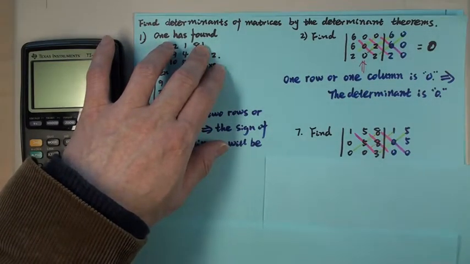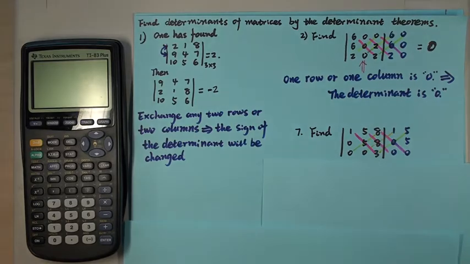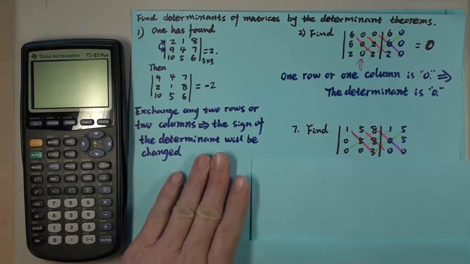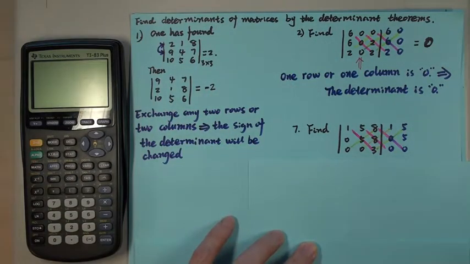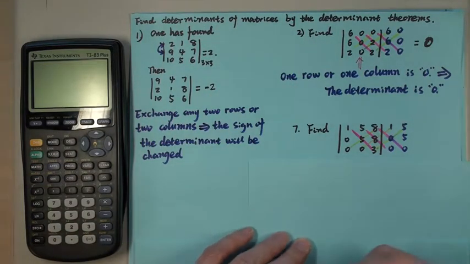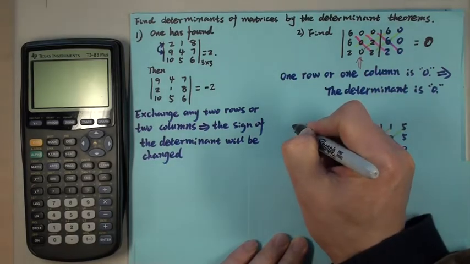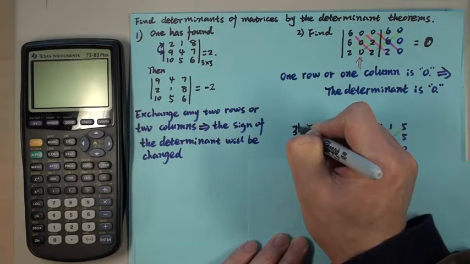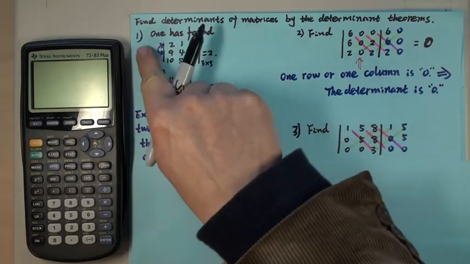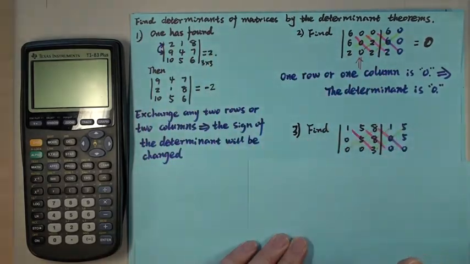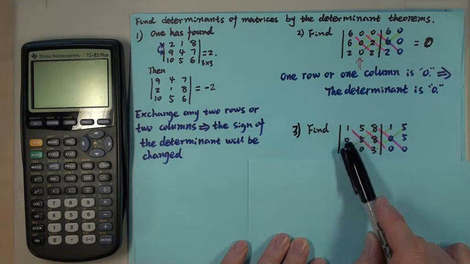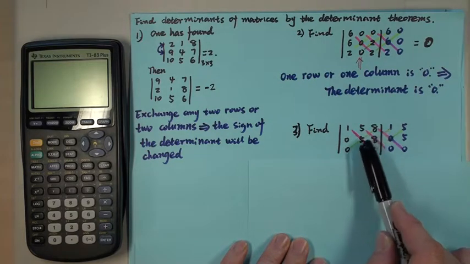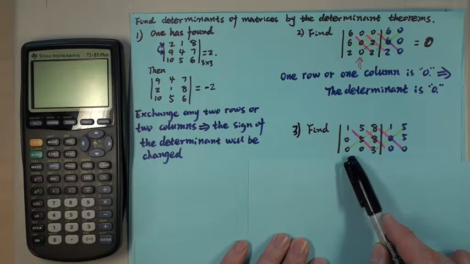Alright, that looks like an easy one. Now, here I wrote 7, but actually I should write 3. Example 3. Now here we need to find the determinant for 1, 5, 8, 0, 5, 8, 0, 0, 3.